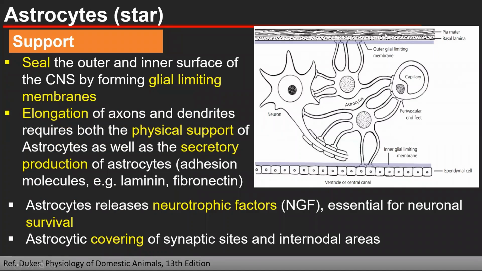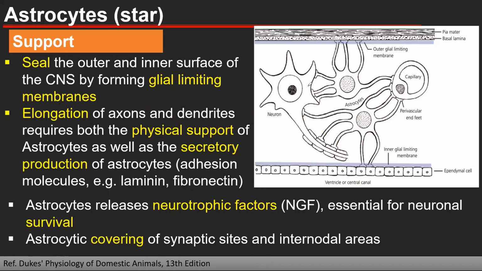Support. Astrocytes seal the outer and inner surface of the CNS by forming the glial limiting membrane. So these are the glial limiting membranes, and then they form their processes. They form the outer glial limiting membrane, and also the inner glial limiting membrane. So it provides the physical support to the neuron. Elongation of the axon or dendrite also requires physical support of the astrocyte, because astrocytes link with the axons and provide support, not only to the axon but to the dendrites.